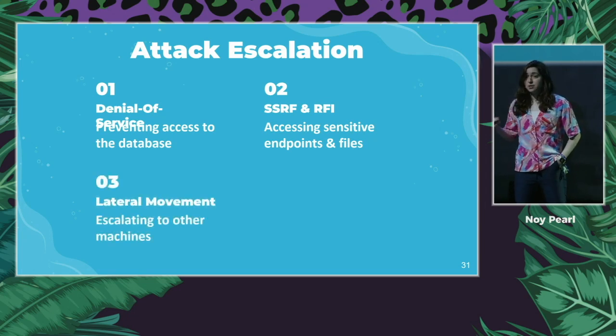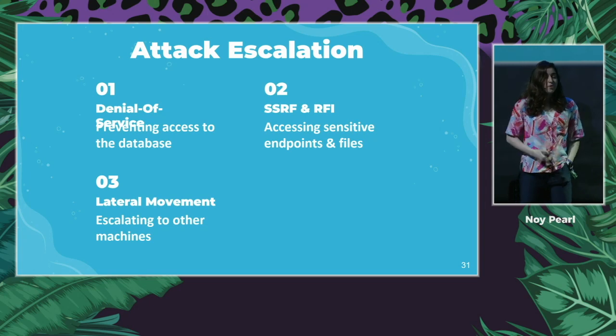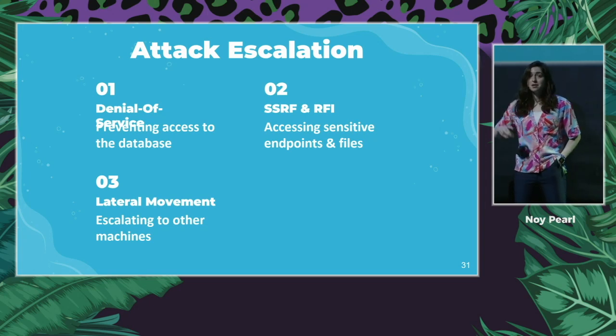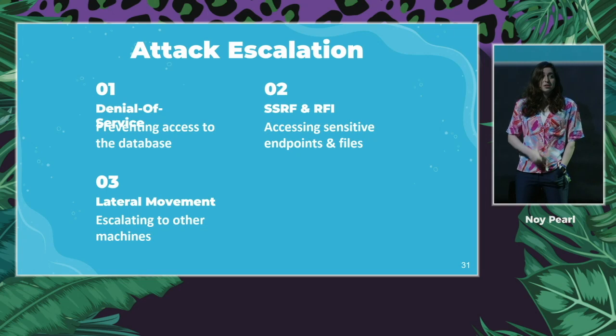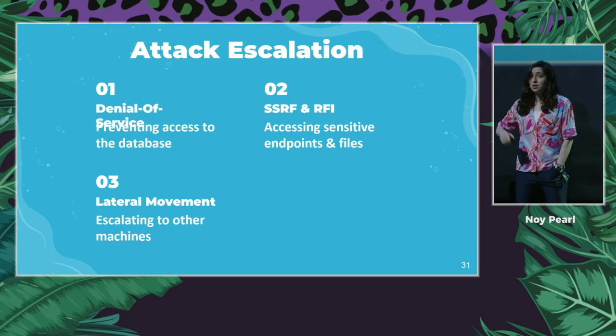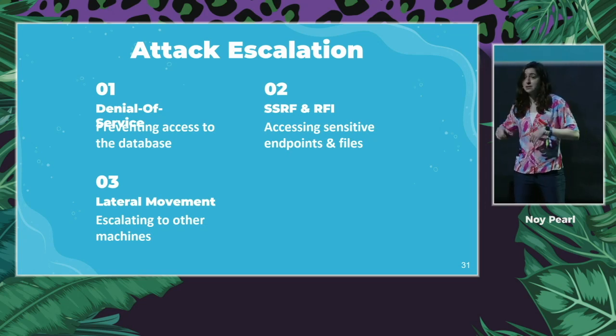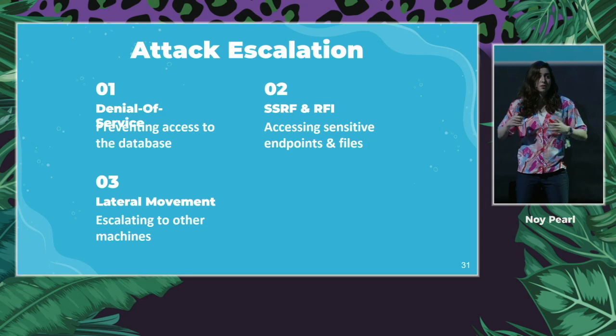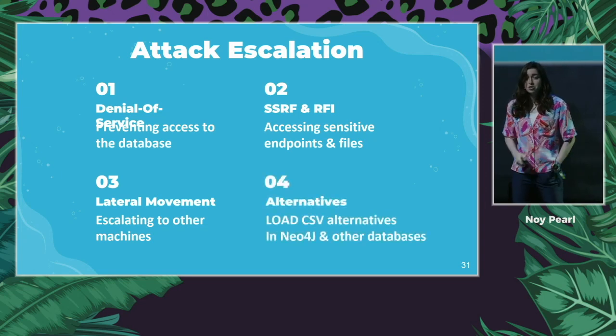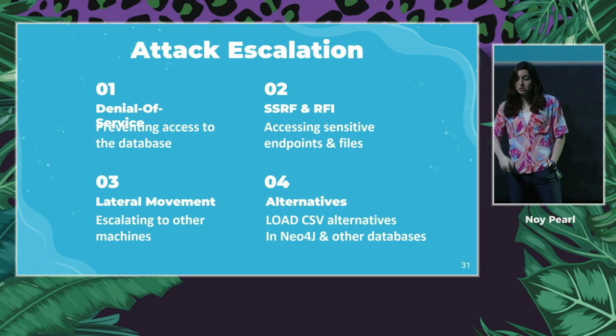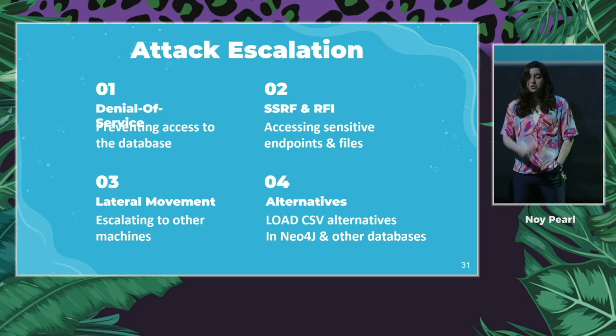We're going to eventually cause lateral movement in such a way that we'll be able to leak other data from other services, not only the service that is vulnerable to the injection itself. And we're going to also talk about AWS, GCP, and what else we can leak when we have access to a machine in the cloud itself. So we're going to show how we can do all those things. And eventually, we're going to talk about alternatives to load CSV and what we can do in other databases as well, and not only in load CSV, even Neo4j.